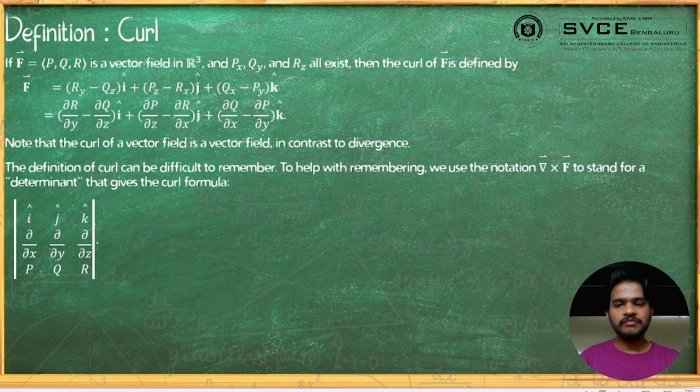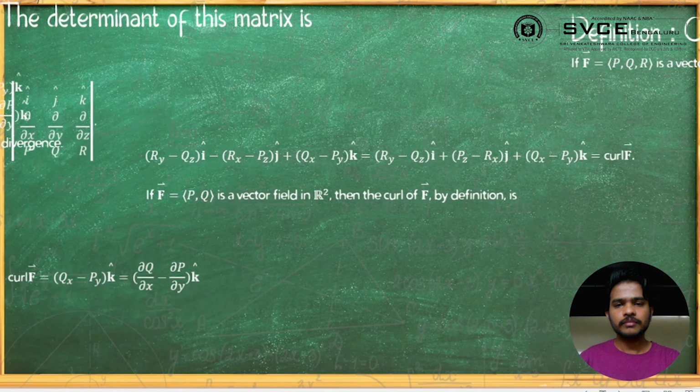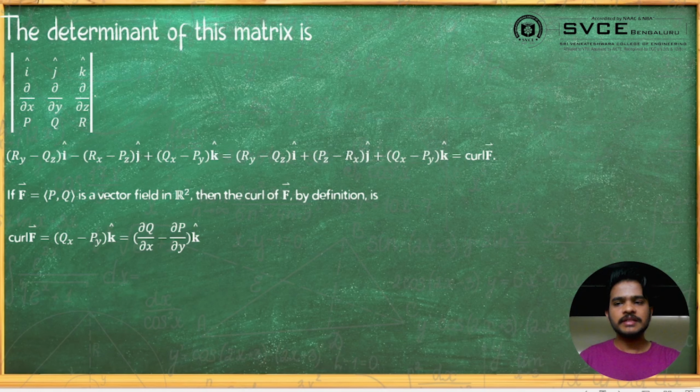Note that the curl of a vector field is a vector field, in contrast to divergence. The definition of the curl can be difficult to remember. To help with remembering, we use the notation del cross F to stand for a determinant that gives the curl formula. Here is the matrix representation of the curl. In this slide, we discuss the determinant of this matrix.